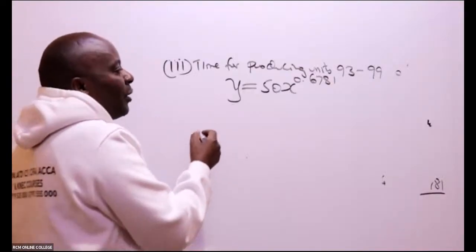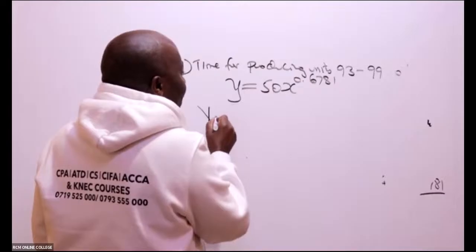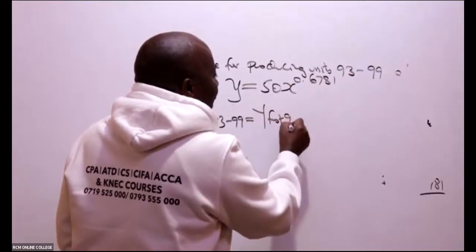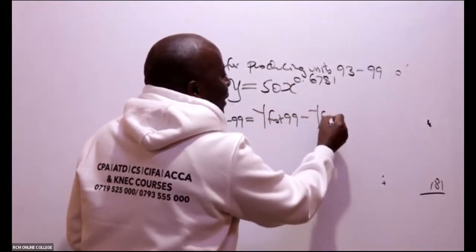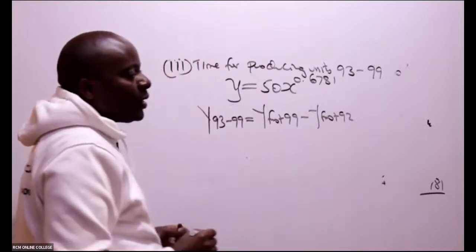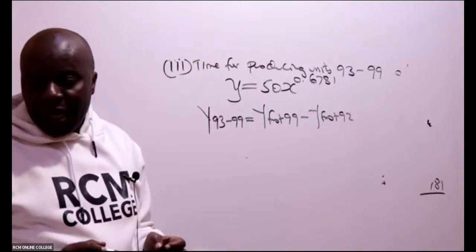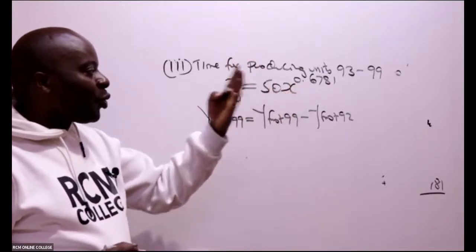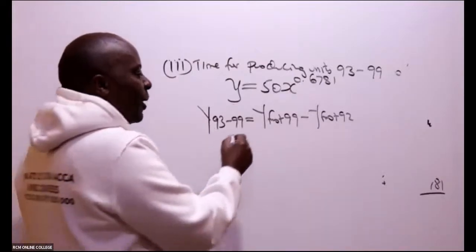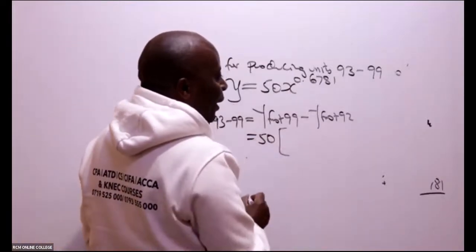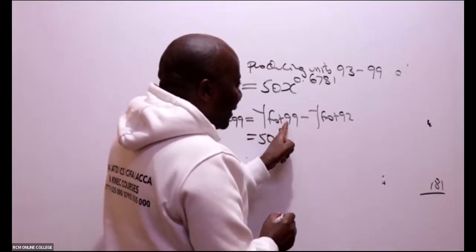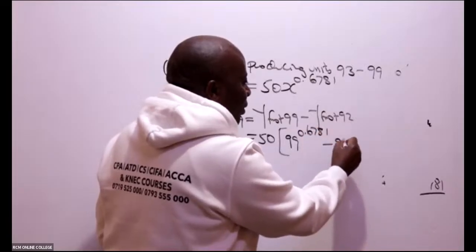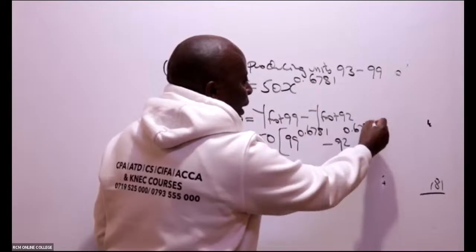So in that case, ladies and gentlemen, when I expand, I will write this y 93 to 99 like this. And then I'll be able to say y first 99 minus y first the unwanted one, first 92. And then you'll be able to do your abracadabra because you play around with x as the variable. Somebody told us 50 is the constant, so 50 must be put outside brackets like this. And then you can see x is 99 raised to 0.6781 minus 92 raised to 0.6781, like that.